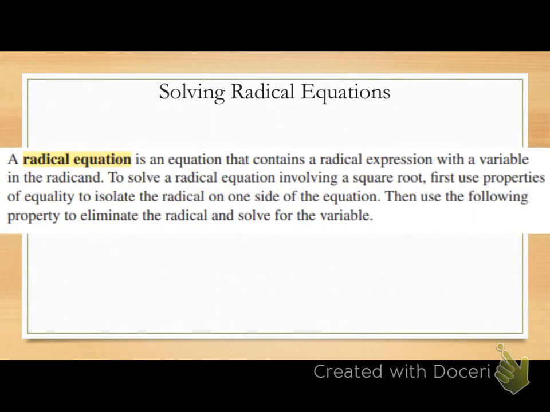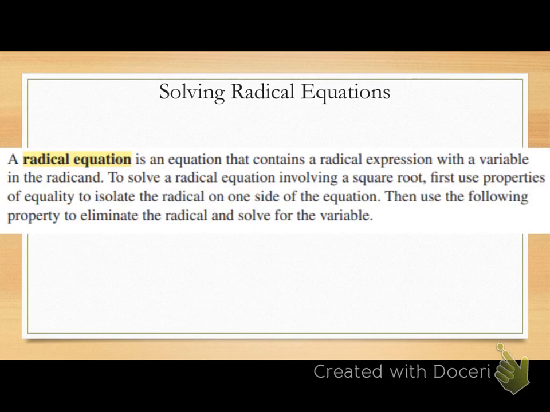So first off, a radical equation is an equation that contains a radical expression with a variable in the radicand. So, an equation has an equal sign. So we're going to be dealing with things with equal signs. A radical equation has a radical in it where the variable is under the radical. That's what a radical equation is.